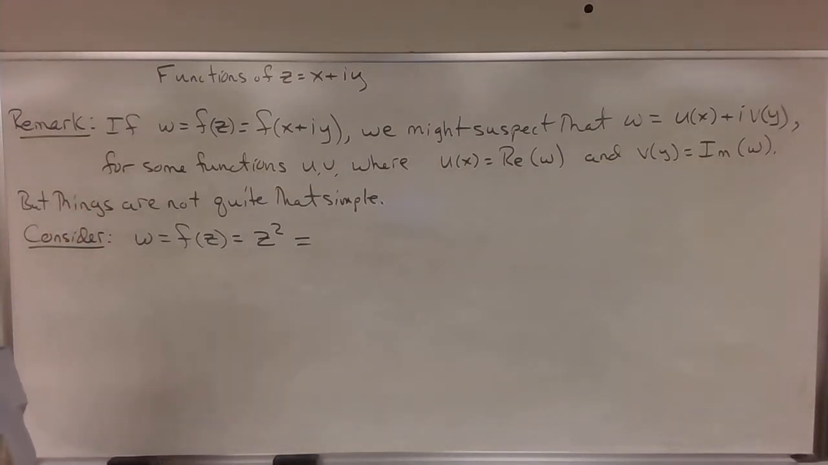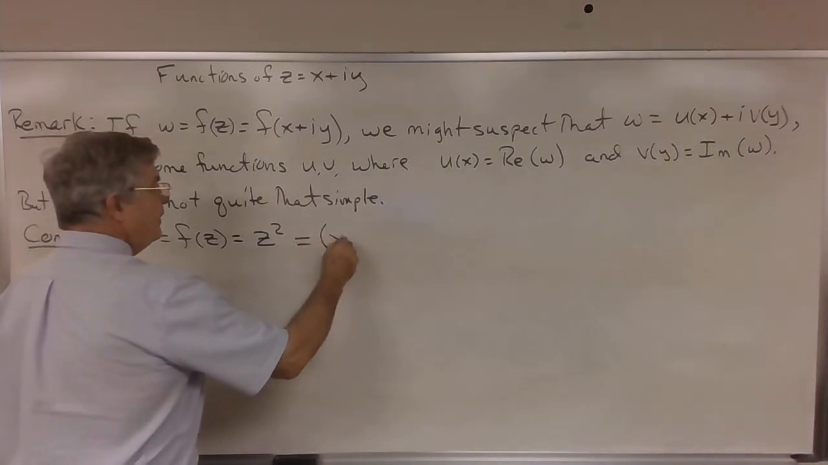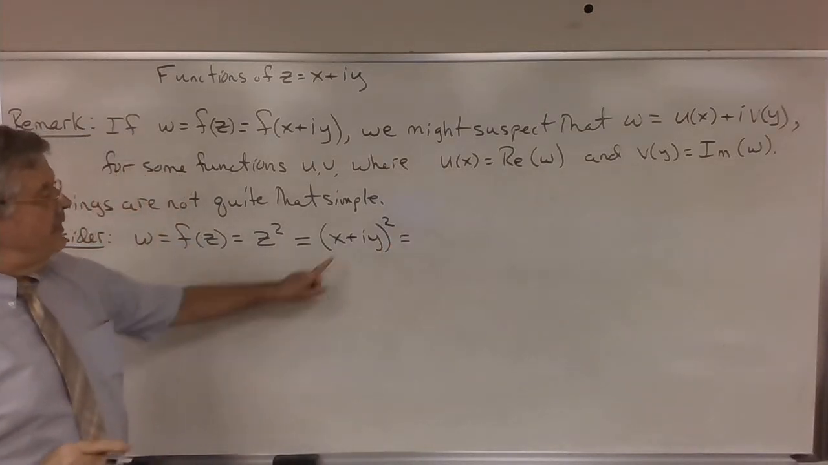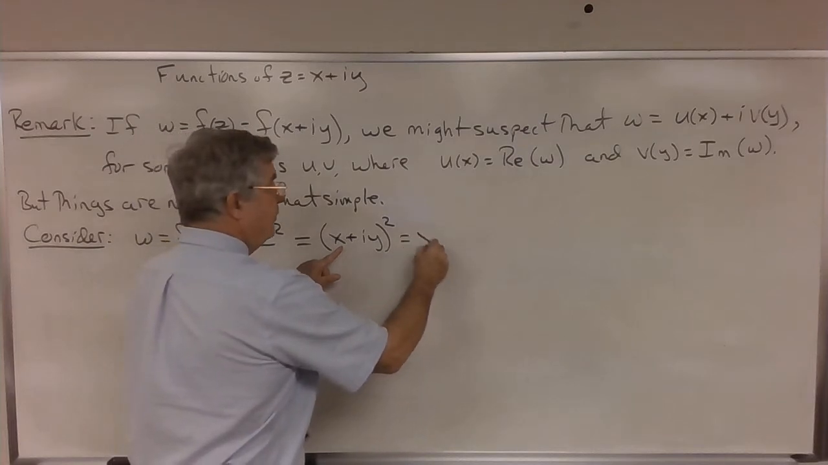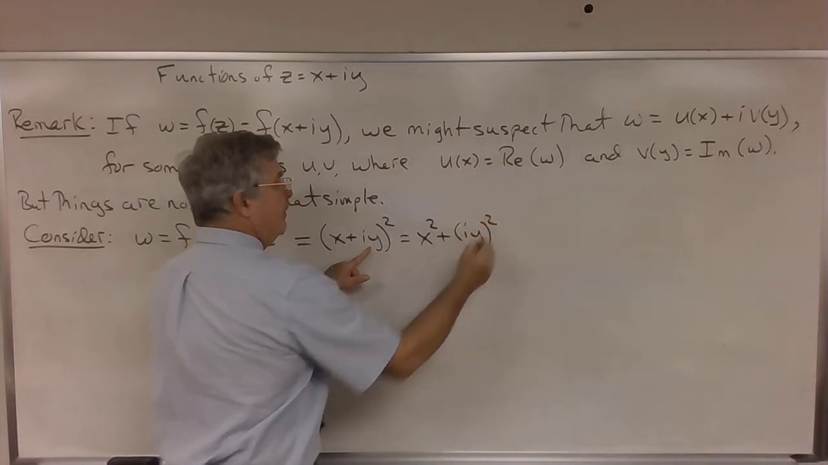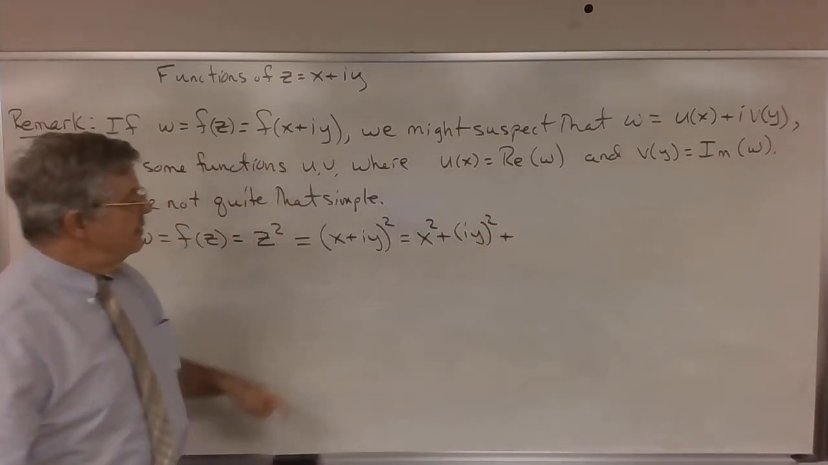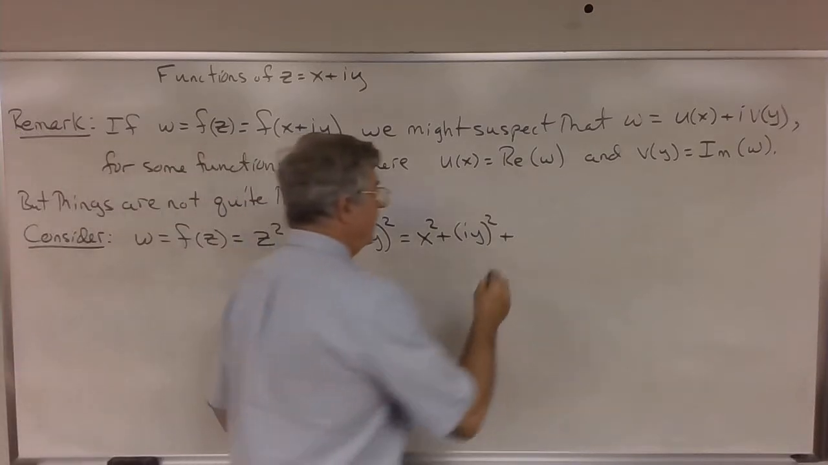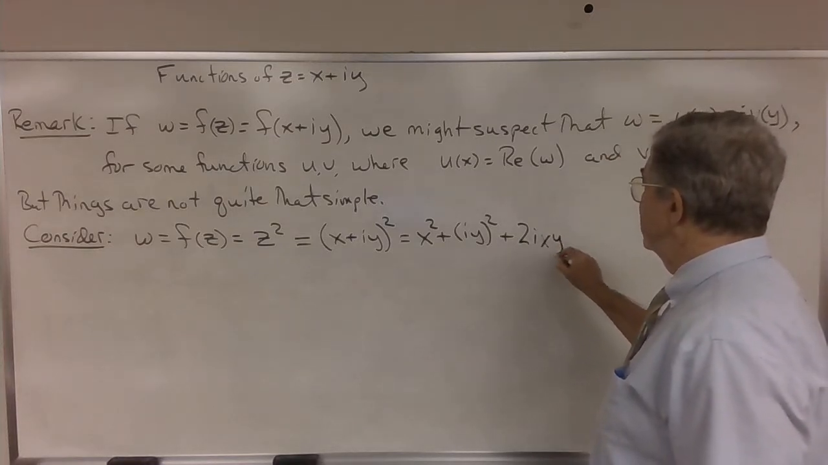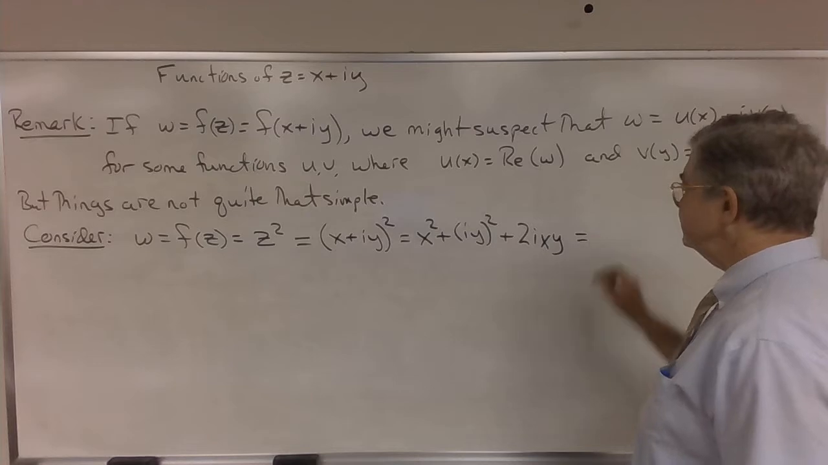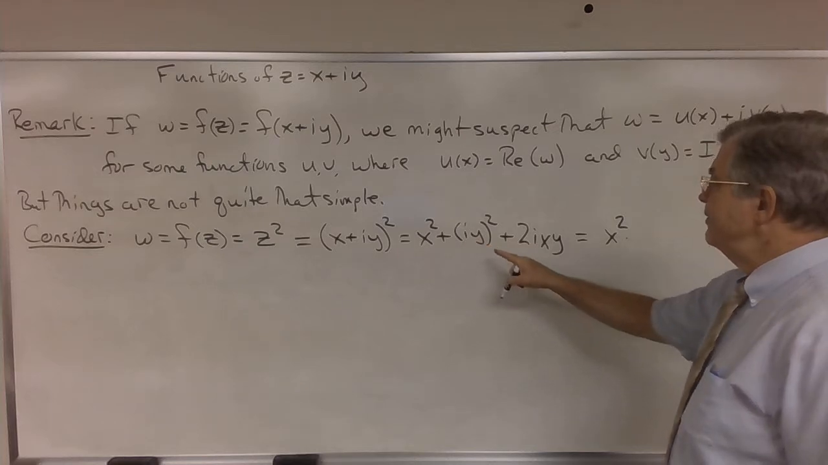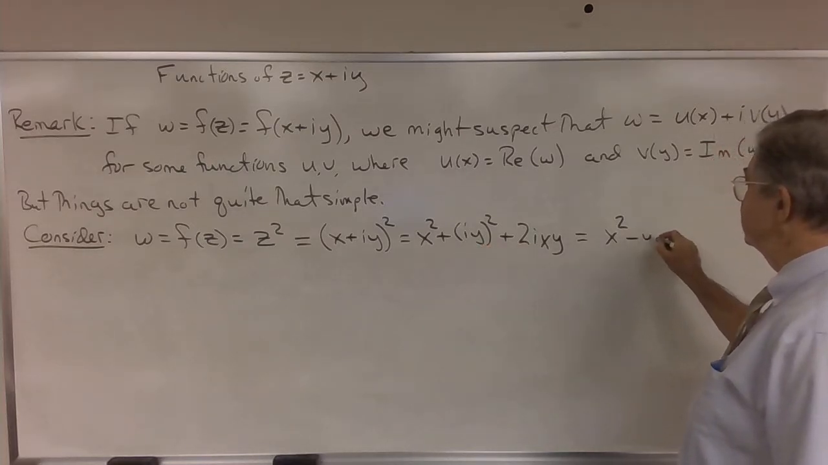f of z equals z squared. So z is x plus iy, squared. And when we square something, we get the first thing squared, plus the second thing squared, plus 2 times the first times the second. So that's going to be 2i xy. If we square the i, we get negative 1, so this is just going to be negative y squared.